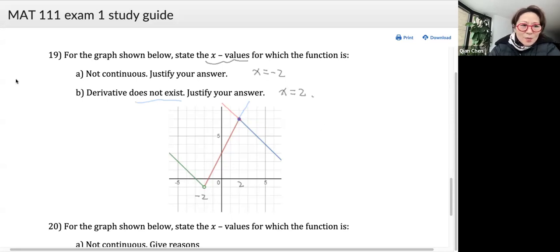So for any cusps, if the function acts this way, at this point it's also not differentiable. So the derivative does not exist. Or we say at this point, at x equals -2, the function is not differentiable.